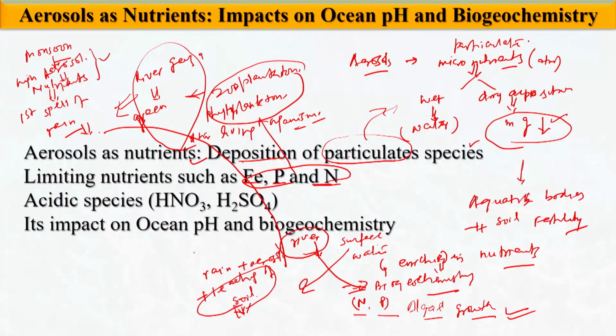What will happen? When these nutrients are in the form of nitrate or in the form of phosphate, they are all water soluble. Since they are water soluble, these species will be directly taken up by the algae.